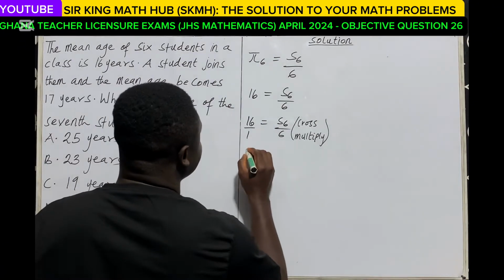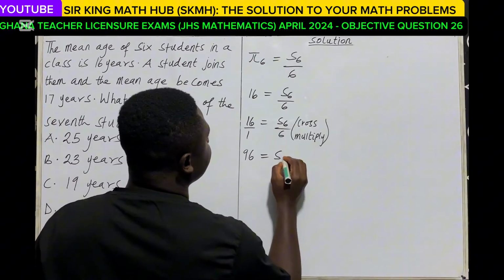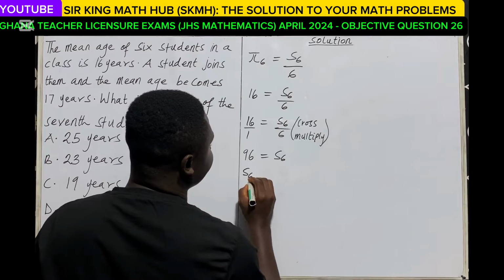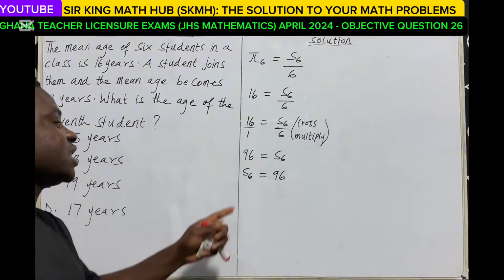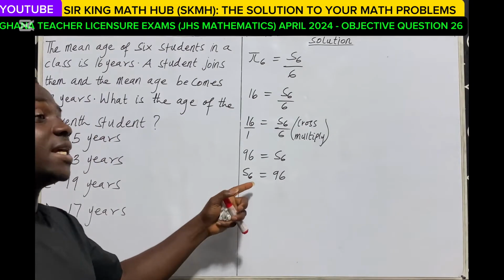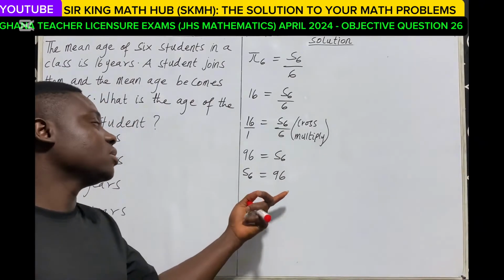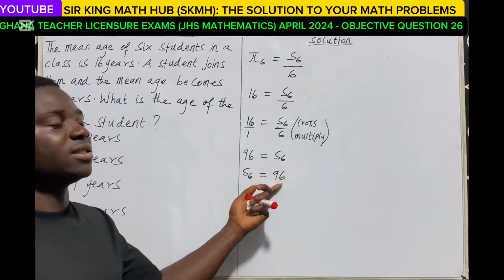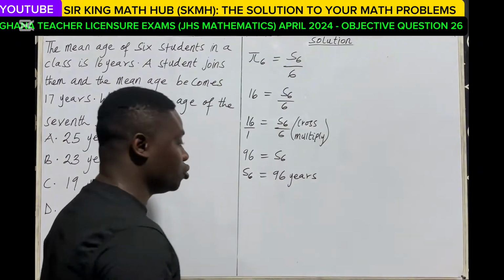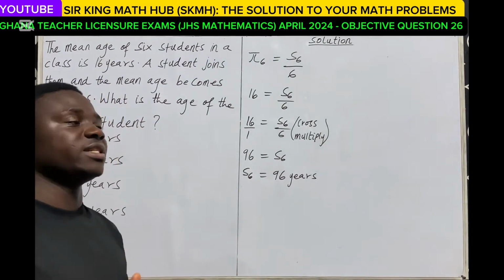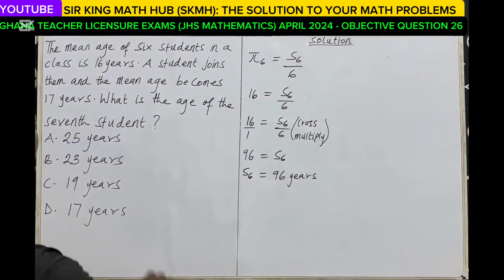That is 96. And then 1 times sum of 6, we have sum of 6. So sum of 6 is equal to 96. Now, what is the meaning of sum of 6? Sum of 6 here is telling us that when we add up the individual ages of the 6 students, we should get a sum of 96 years. This is in years because we are talking about age. So that is for the first statement.